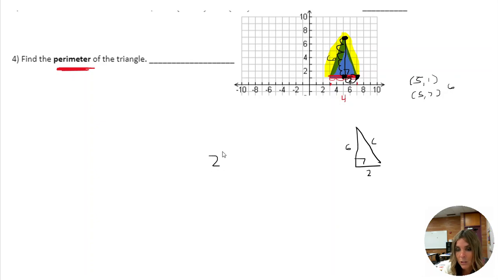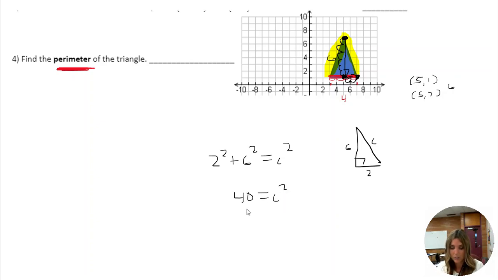So 2 squared plus 6 squared equals c squared. So this is going to be 2 squared is 4, 6 squared is 36, so that's going to be 40 equals c squared.